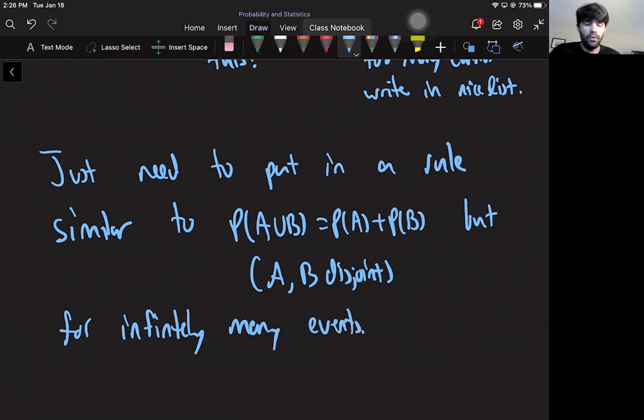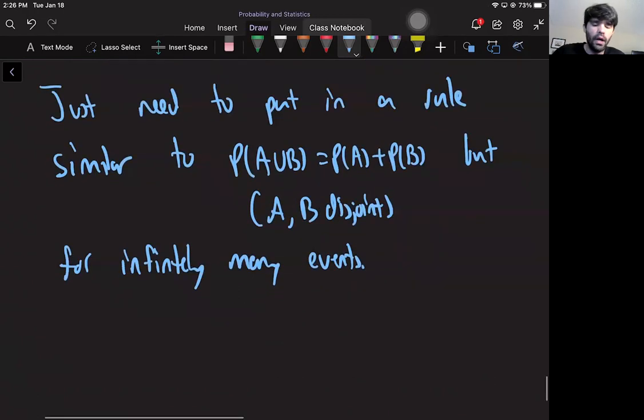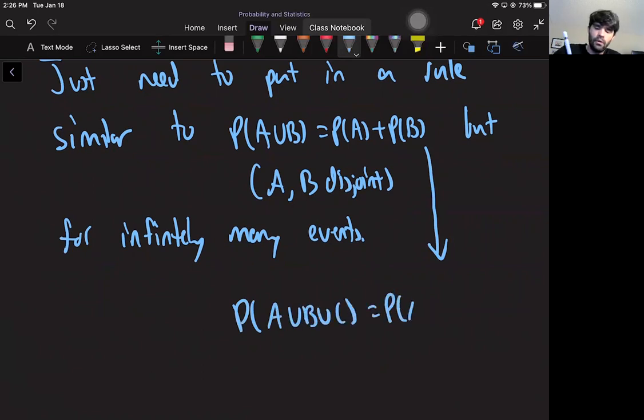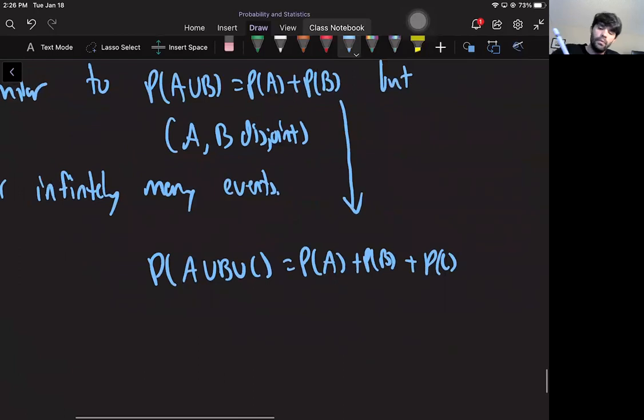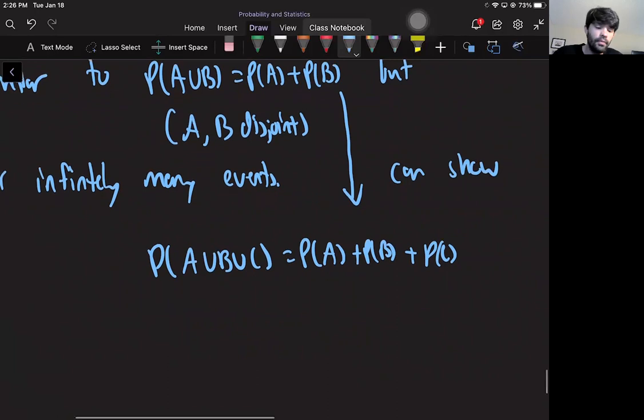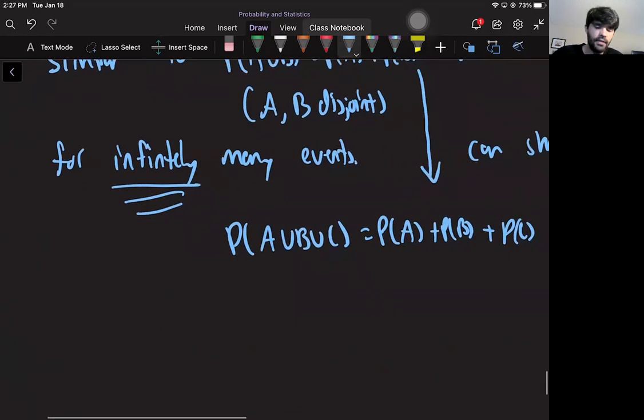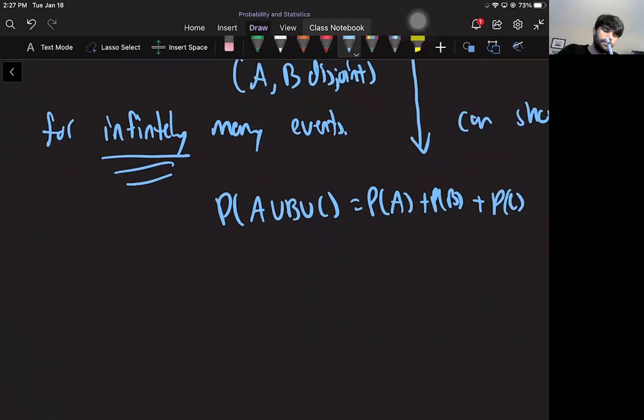So if you just include the rule for two, then you could use that rule to prove that this will also work as long as all three events are disjoint. And you can use it to show that it works for four or five or six and so on. But you can't use it to show that it works for infinitely many. So you actually need to add that as its own rule. So here's the rule.